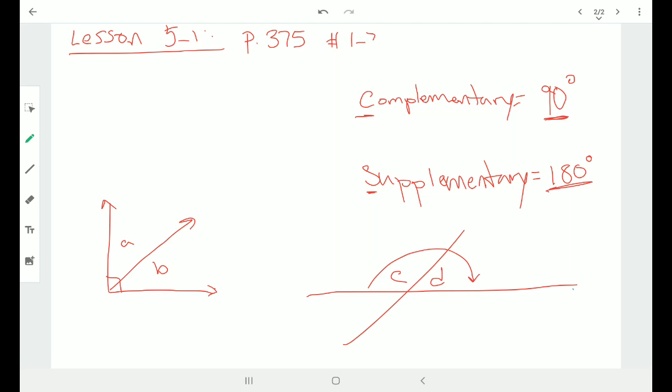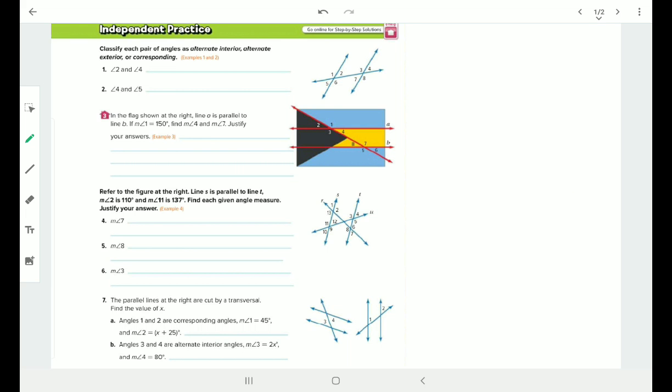Okay. Now that we have all this vocab out of the way, let's look at the assignment and see what we can do. So your assignment was numbers 1 through 7. On 1 and 2, you have to decide whether they're alternate interior, alternate exterior, or corresponding. So think about what is happening. Are they both on the inside? Are they both on the outside? Or if not, are they corresponding? Meaning, could you pick it up and move it, and then they would have the exact same properties?